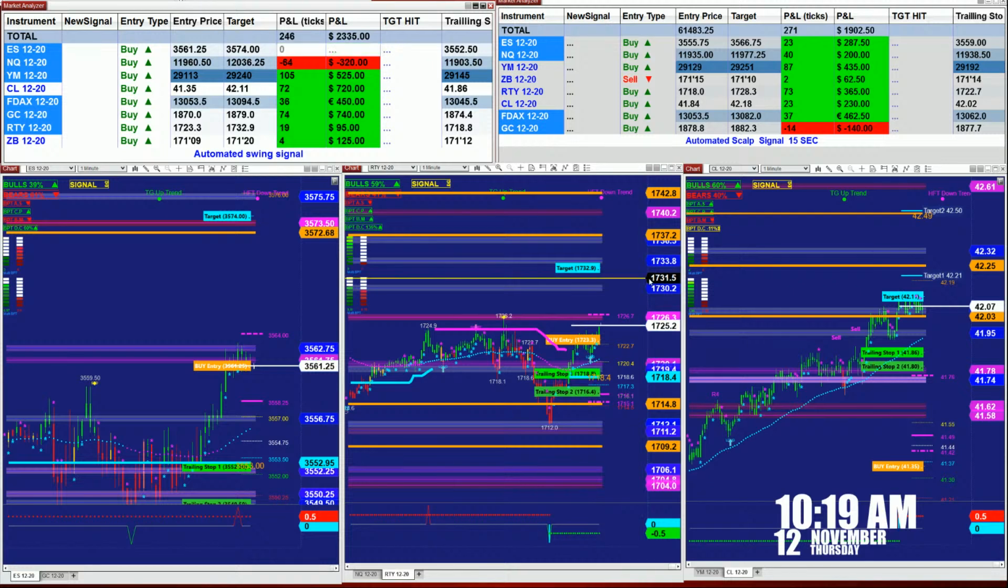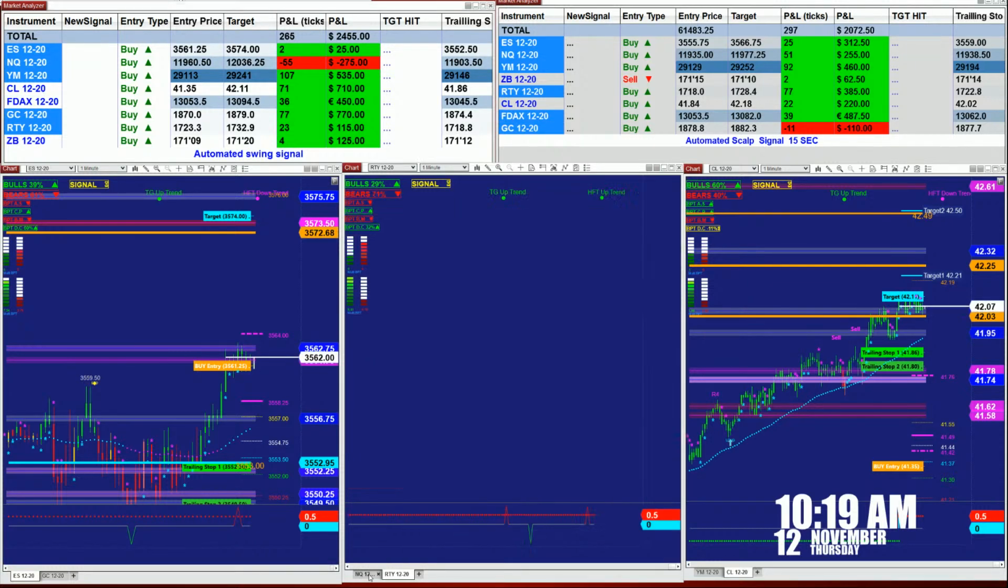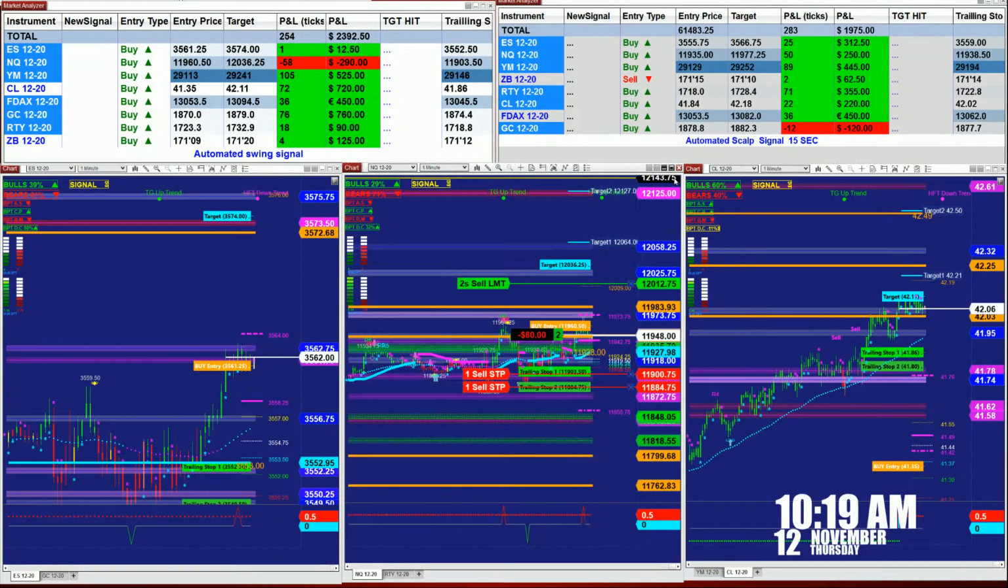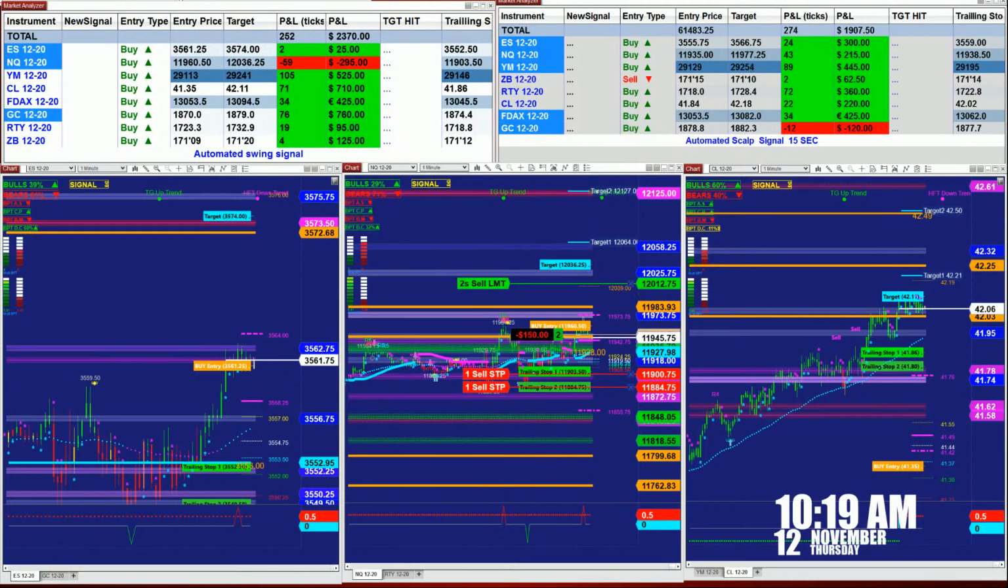On the Russell, you need to go at 17.26.8. Please follow us on a sim. We're not responsible for your trade. And please be careful with your trade.